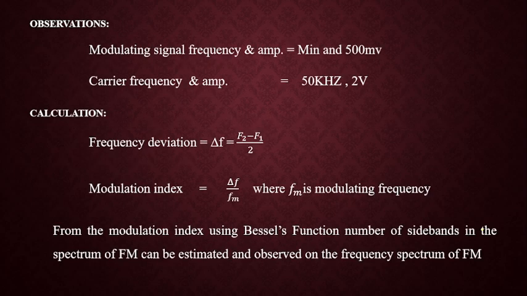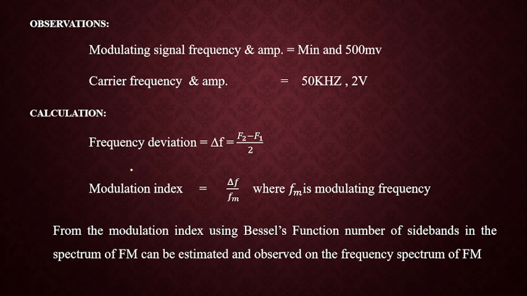Now, the observations that need to be noted down are, first, the modulating signal frequency and amplitude. So we'll be keeping here the minimum modulating signal frequency and an amplitude of 500 millivolt, as per the specifications of the kit. Then carrier frequency and amplitude. So we will be keeping the carrier frequency as 50 kilohertz. It is a high frequency sinusoidal signal, and amplitude up to 2 volts.